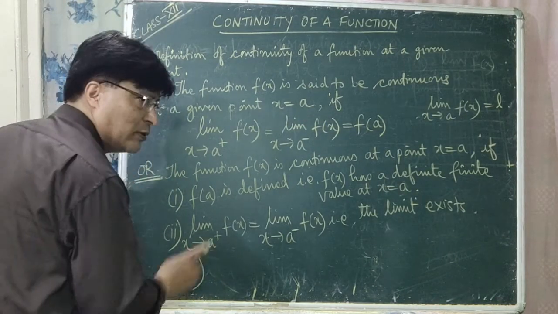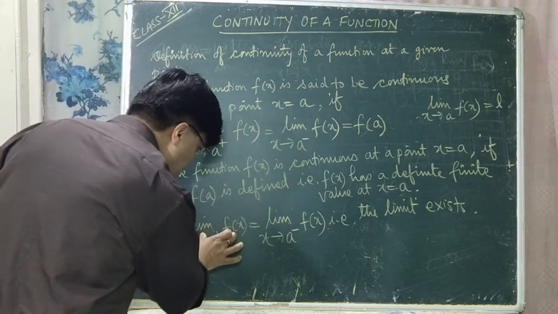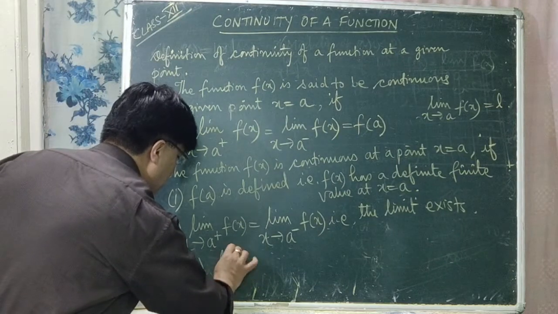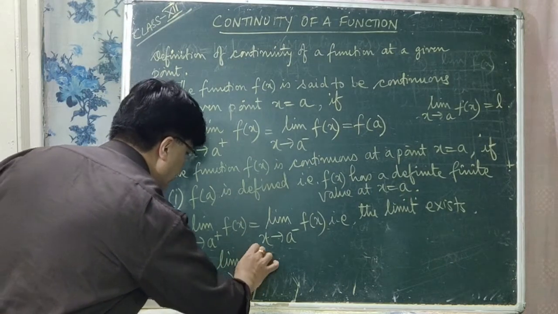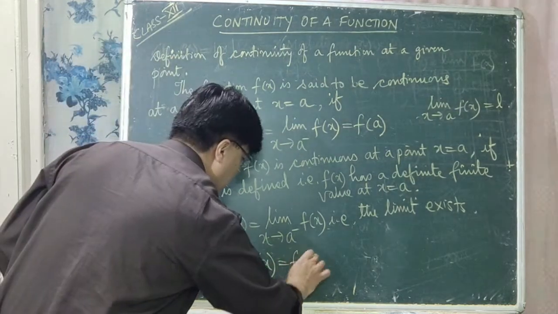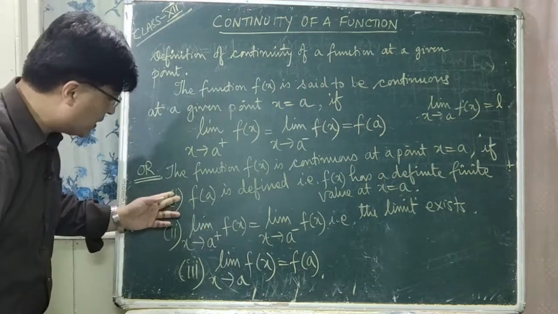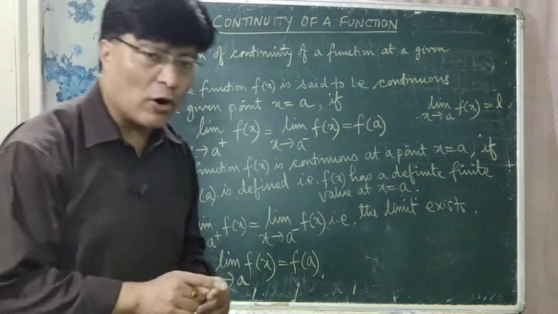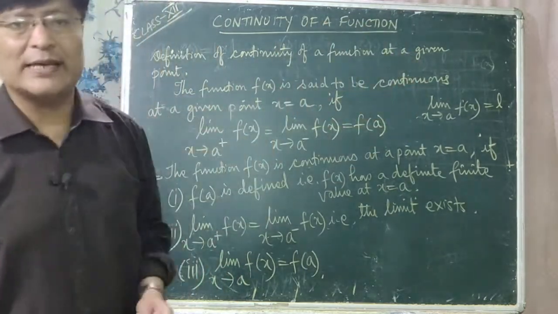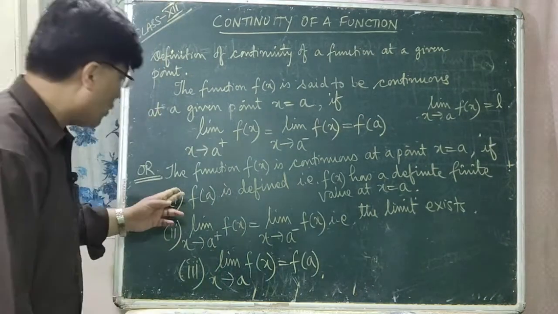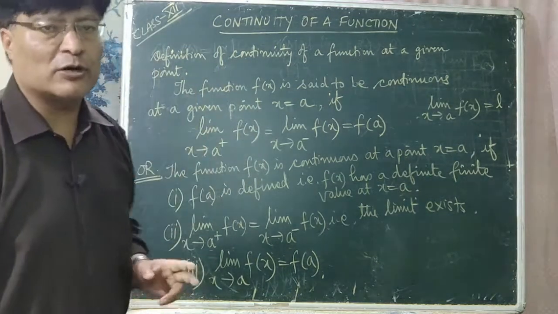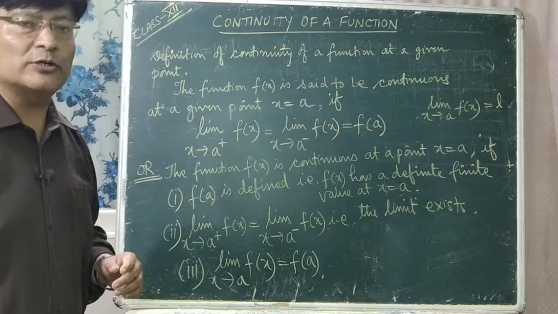Number three, what can you write? If both these limits, the right hand limit and the left hand limit, are equal, then you can write down the value for limit x tends to a f of x, and it should be equal to f of a. All these three conditions should be satisfied in order for the function f of x to be continuous at a point x is equal to a.